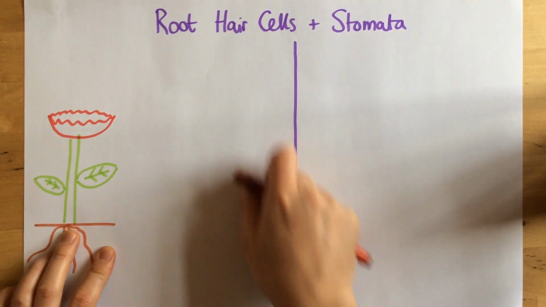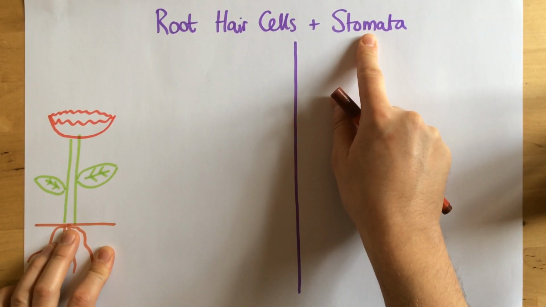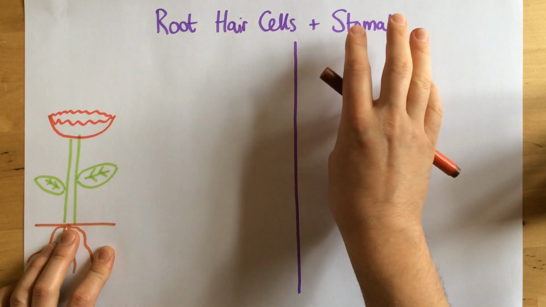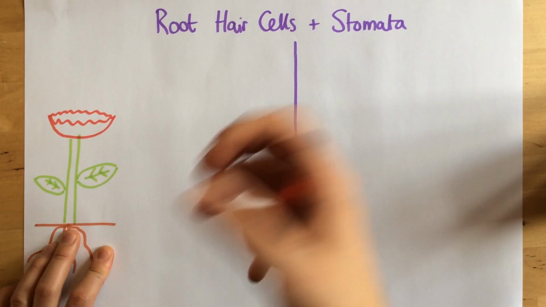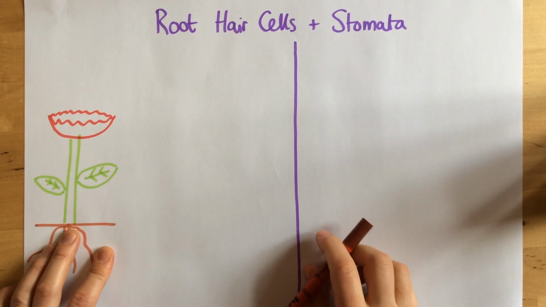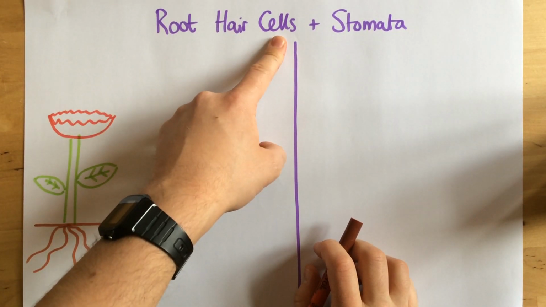Okay, today I'm going to talk to you about root hair cells and stomata. These are two different specialised features of plants that allow them to perform certain functions. So first of all, we're going to look at root hair cells.